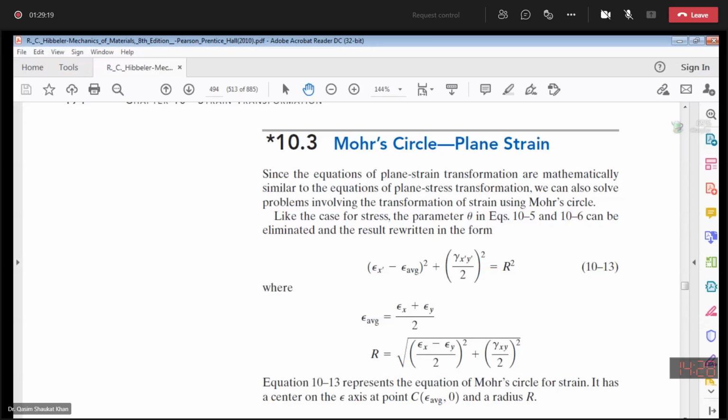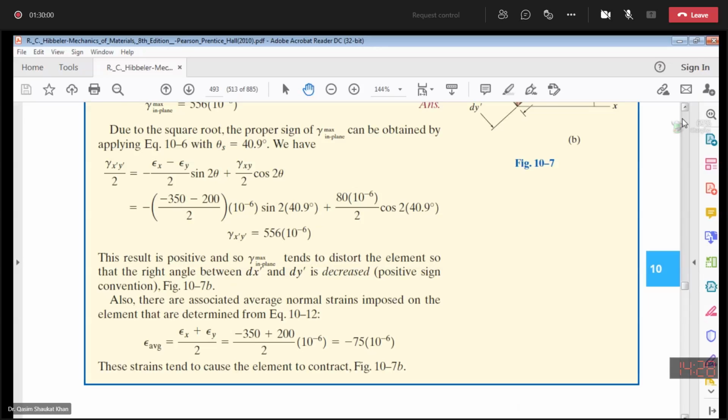Mohr's circle, as we have studied earlier, is a graphical solution. And it allows us to visualize how the normal and the shear strains will vary as the plane over which they act is oriented. So as we vary theta, the set of normal and shear strain will change, or you can say they will vary with the value of theta. Like the case for the stress, the parameter theta in equations 10.5 and 10.6 can be eliminated and the result is rewritten. So the derivation is very much similar.